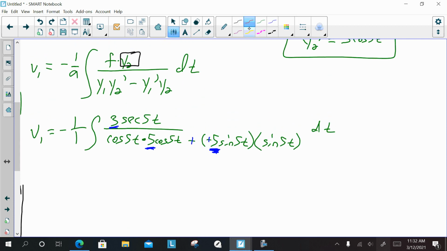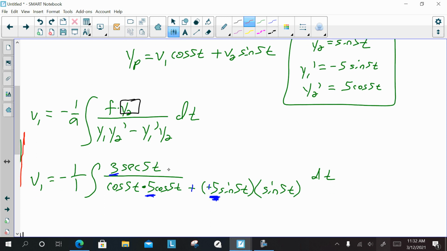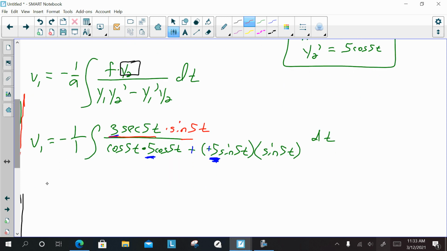So what do we need to pick up? Y2 is sine of 5t. So this is f, y2 is sine of 5t, and we got this other. So what we saw happen is still going to happen. The 5 is still going to come out on bottom. The 3 is still going to come out on top. We have a negative. We still have cosine squared plus sine squared, which is still going to be 1 on bottom. But instead of just secant 5t, we have secant 5t times sine 5t dt.